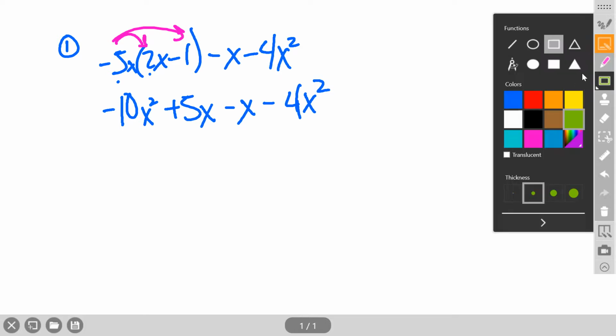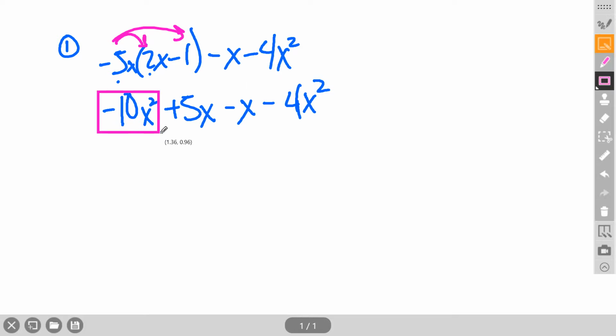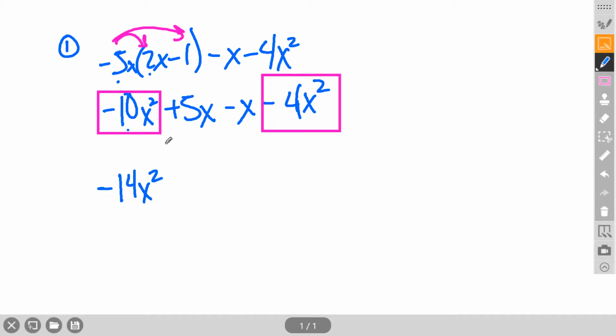So we're going to be looking for terms that have the same variable and exponent. So these two would be considered like terms because even though the number is different, negative 10 and negative 4, the variable x is the same and the exponent 2 is the same. So this would be called an x squared term. So I just combine negative 10 minus 4 is negative 14. So this is negative 14x squared. Those combine to make negative 14x squared.